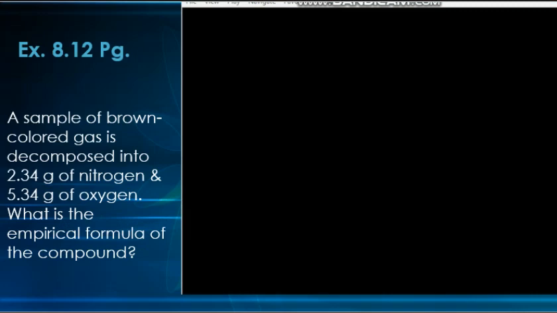A sample of brown colored gas decomposed into 2.34 grams of nitrogen and 5.34 grams of oxygen. So we know it decomposed to that, and we know we just have nitrogen and oxygen. It's only asking us for the empirical formula. That's actually similar to the first one we did.